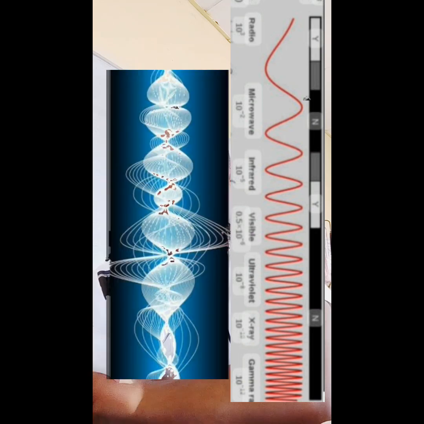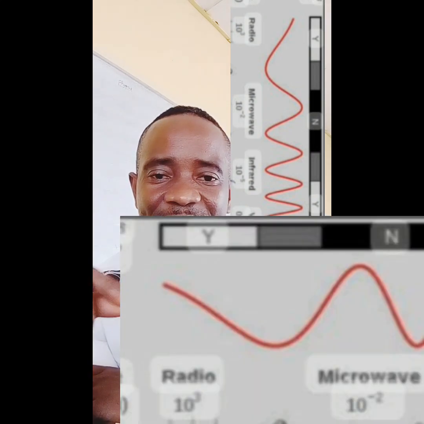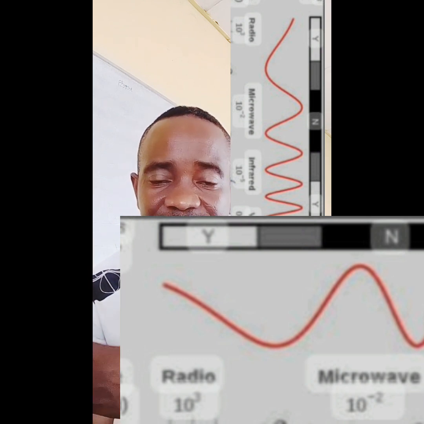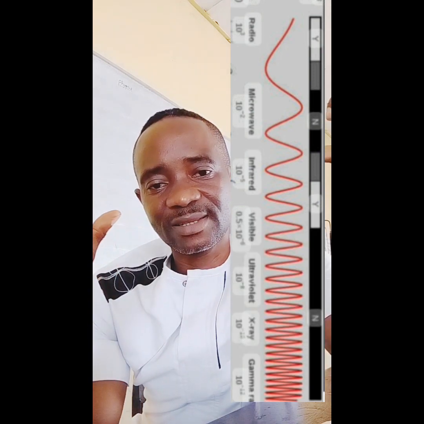The first portion has the highest wavelength, but the least penetrating power and energy. And the last portion has the least wavelength, but the highest penetrating power. So we are starting from the first portion, which is radio wave. Radio wave has an approximate wavelength of 10 raised to power 3 meters, approximately 1,000 meters. You know how the extent of 1,000 is. That is the extent the wavelength can go.